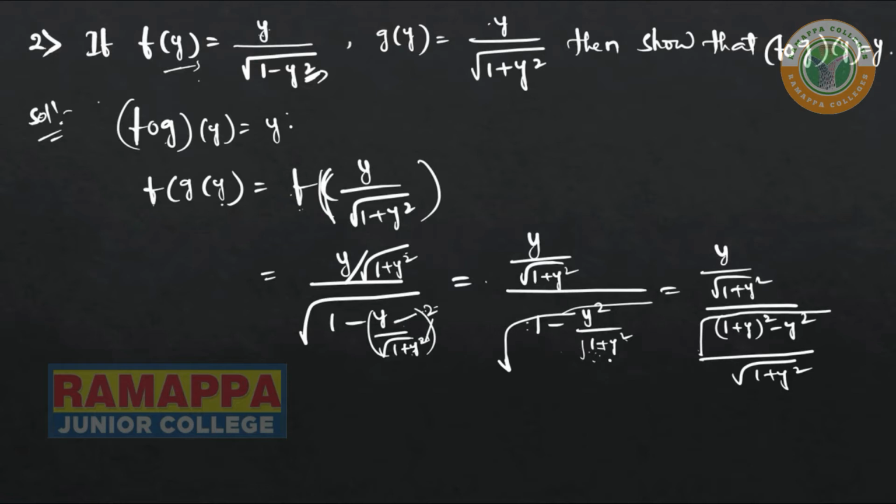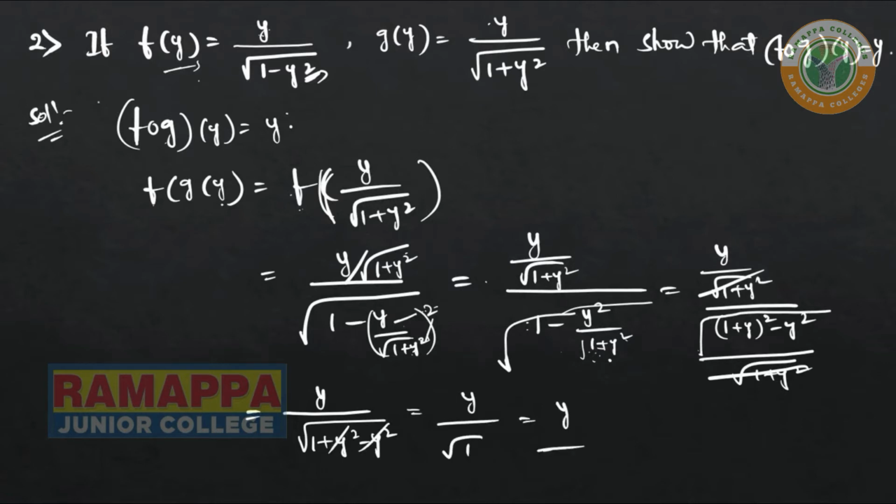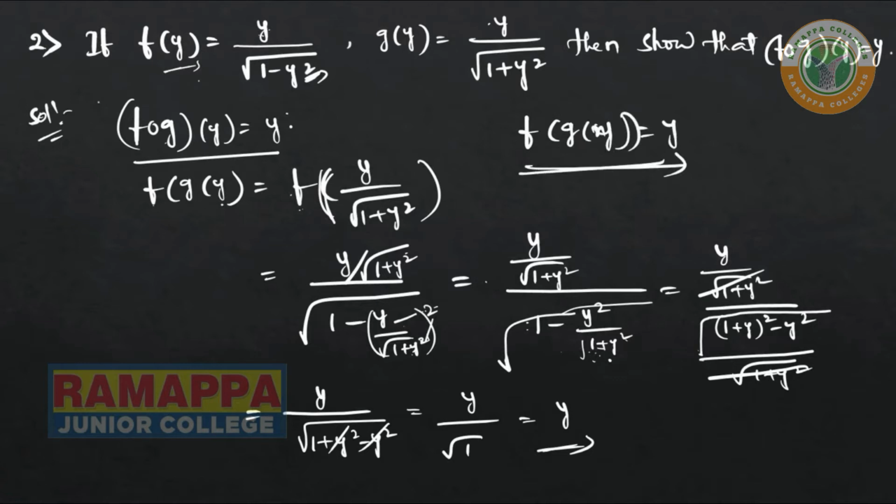After that, this big root is here, so I am dividing that thing. So this will get cancelled here, and what remains is y by under root of 1 plus y square minus y square. So this will get cancelled and it will become y by under root of 1, means y. So this is the answer here. So he is asking us to show that f of g of y is equal to y. So this we proved here.